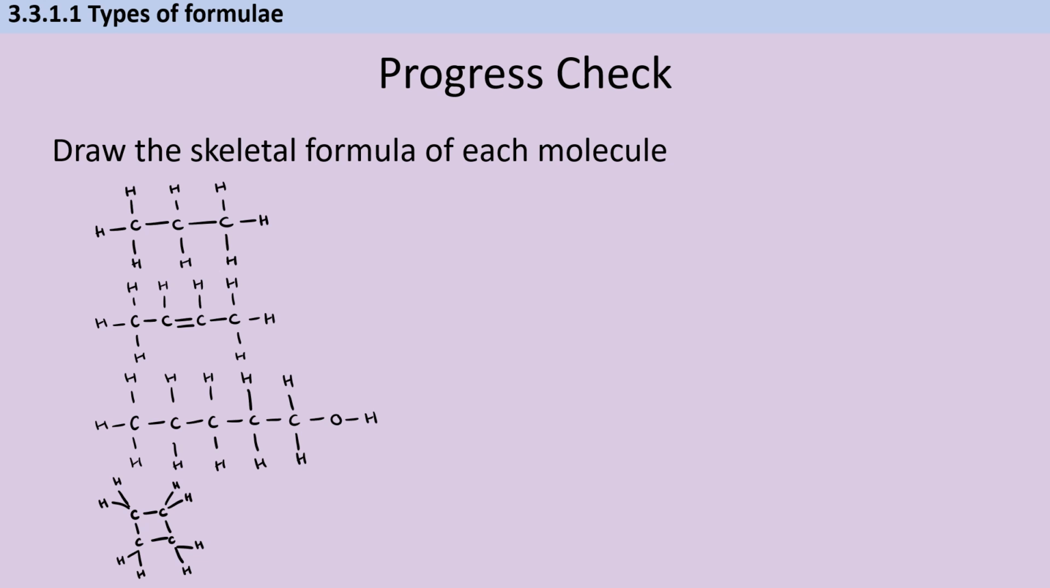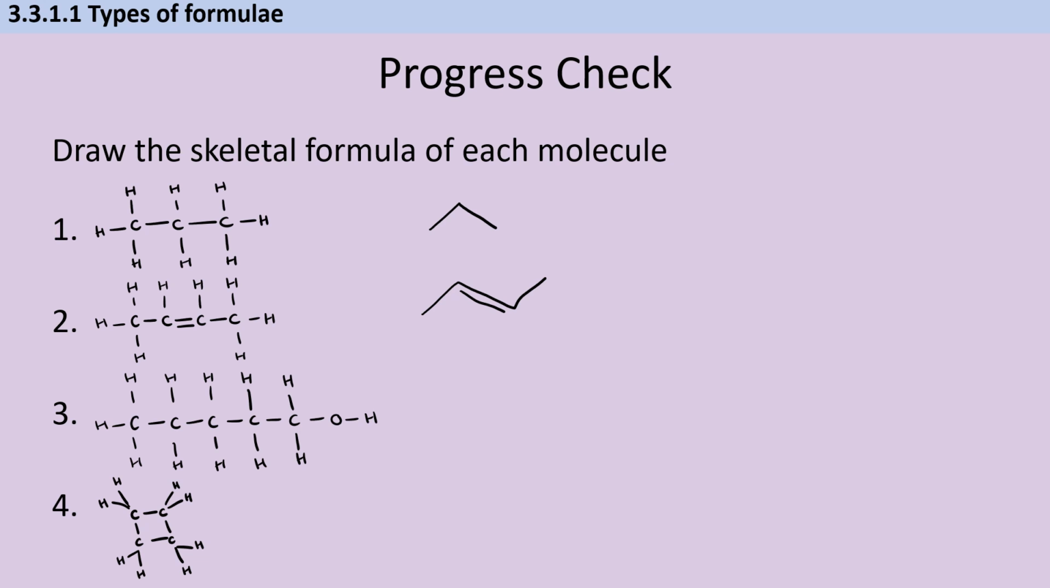So you're now going to pause the video and have a go at drawing the skeletal formula for these 4 molecules. Starting with propane, you should have the zigzag. Hopefully you remembered that it's the corners that are the carbons, not the lines. So you've only got 2 lines forming an upside down V rather than 3. Then our butene. Now we've got our 3 lines and we've also got that double bond in the middle.